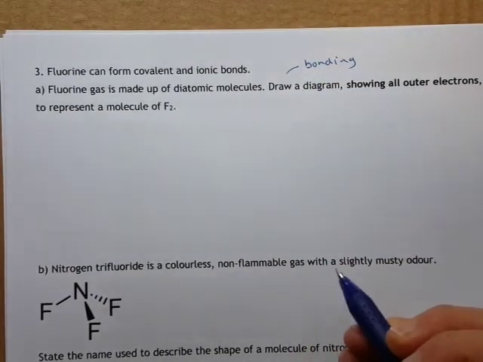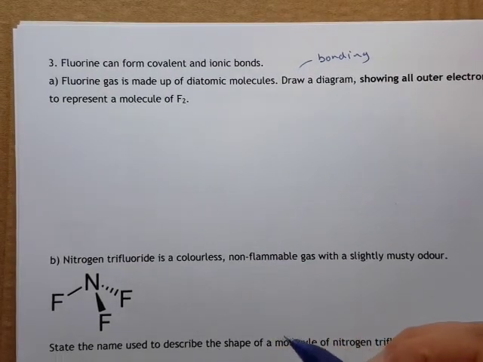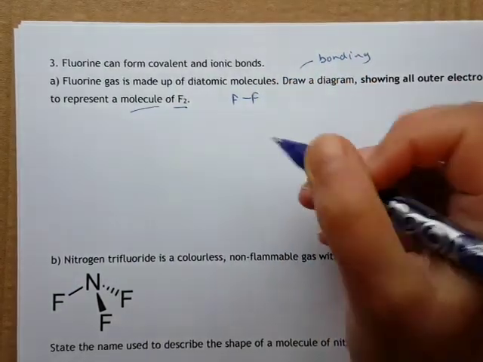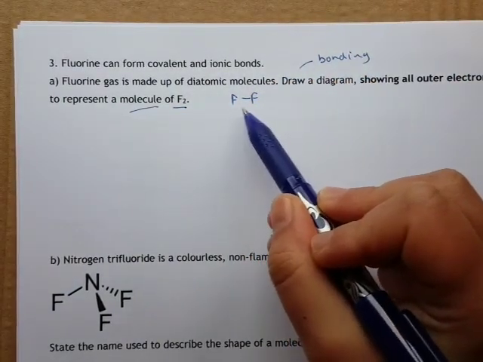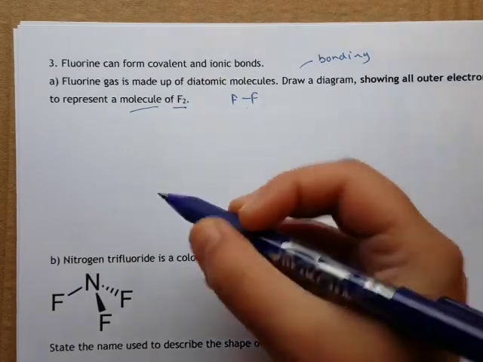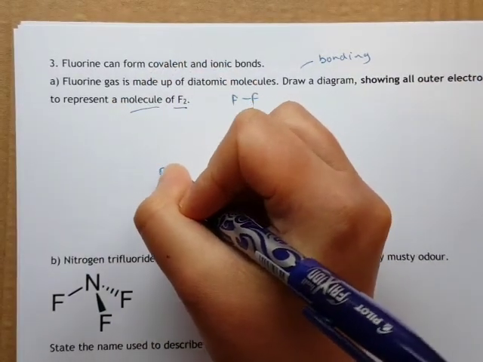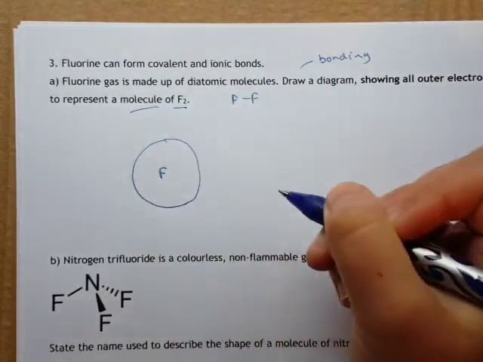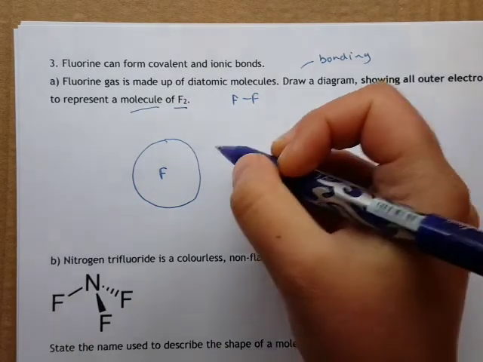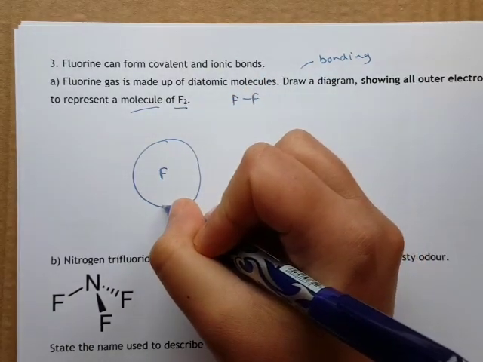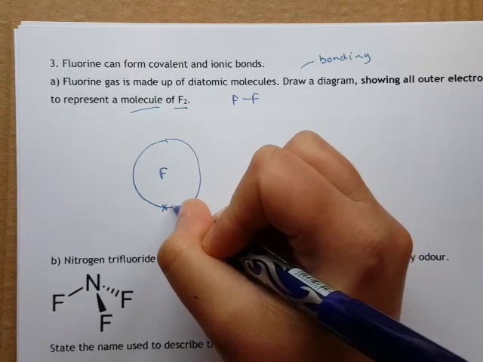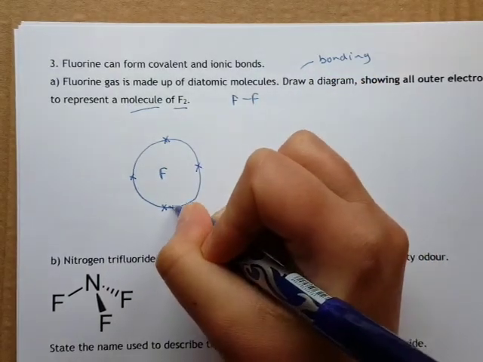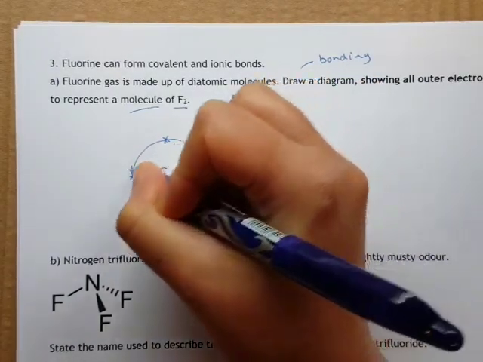Okay, so a diagram showing all outer electrons to represent a molecule of F2. So remember, it's a molecule of F2, so there should be 2 fluorine atoms in the molecule. This is the structural formula for a fluorine molecule. This doesn't show outer electrons. To show outer electrons, what you need to do is you need to be drawing the electron arrangement. So fluorine has 7 outer electrons. 1, 2, 3, 4, 5, 6, 7.